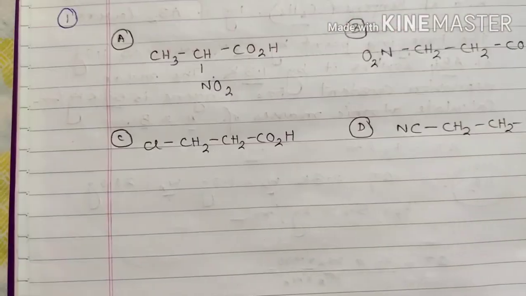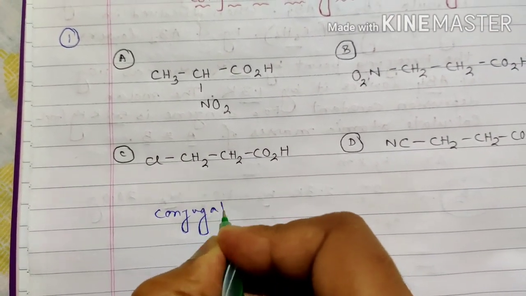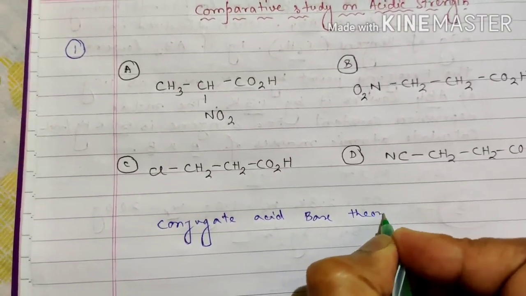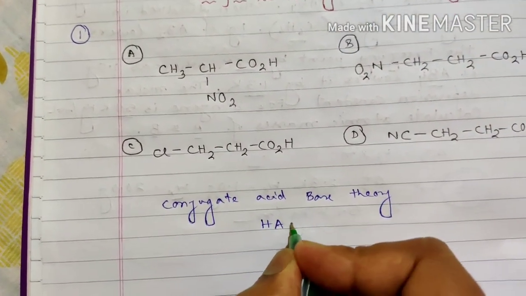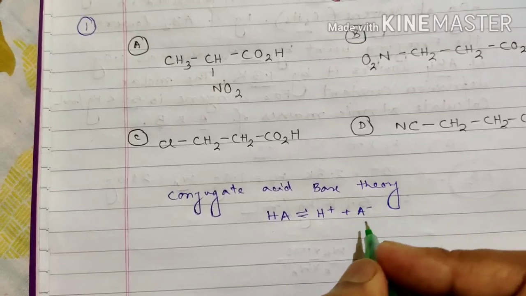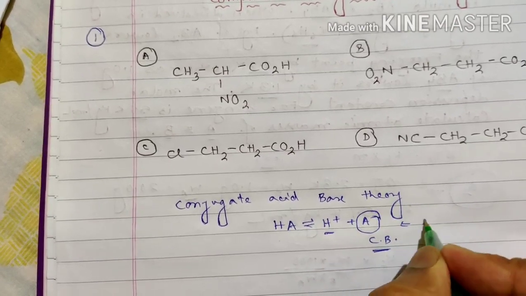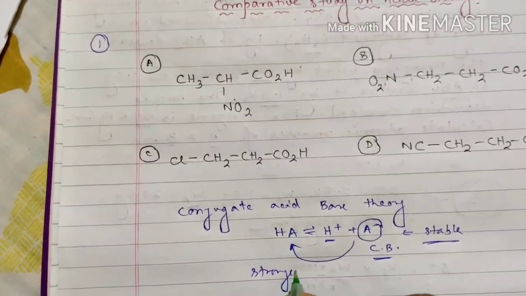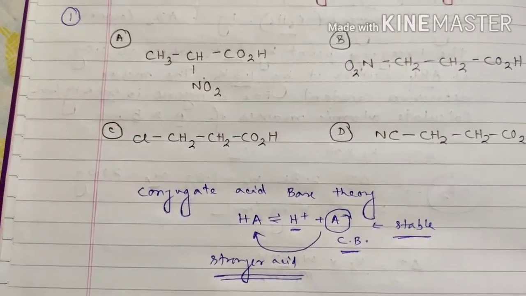So let us see. To understand this, we will be using this conjugate acid base theory. What is that? If I take HA, suppose this is the acid, it can dissociate into H plus and A minus. Now this A minus, after losing H plus, we know it is the conjugate base. If it is stable, the corresponding acid will be the stronger acid. Based on this principle, we are going to find out which of these 4 will be least acidic.